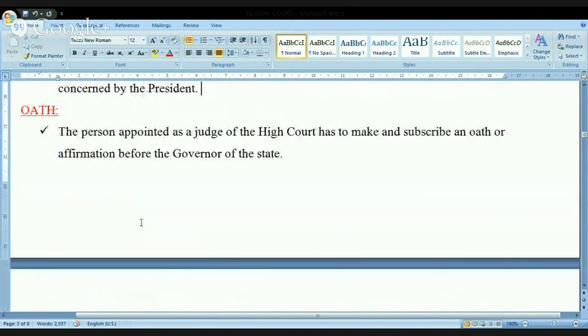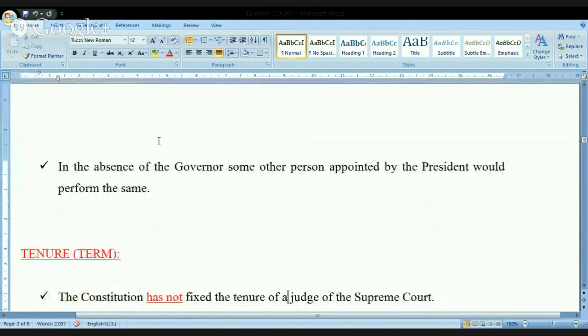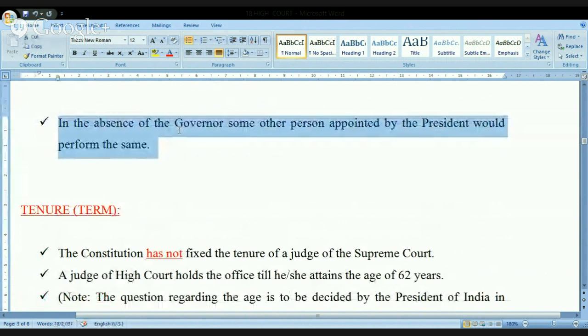Look at this next one. When it comes to the oath, we have already seen with respect to the Supreme Court judges, the oath of office is administered by the President of India. With respect to the High Court judges, though they are appointed by the President of India, the oath of office is administered by the Governor of the concerned state. Look at the point that is highlighted. The person appointed as a judge of the High Court has to make and subscribe an oath or affirmation before the Governor of the state. In the absence of the Governor, some other person appointed by the President will perform the same.